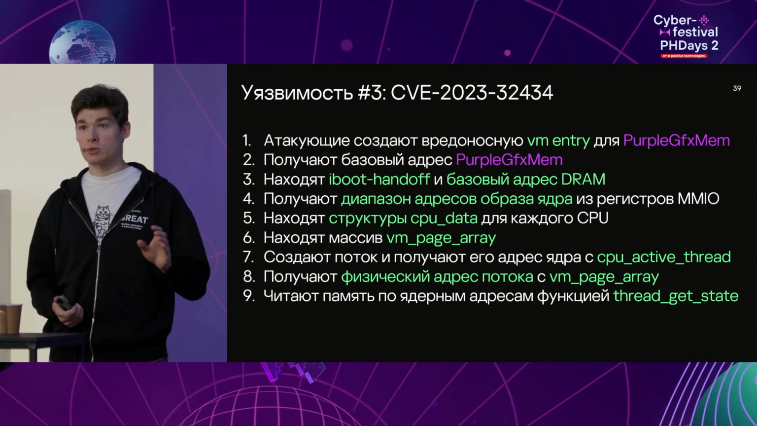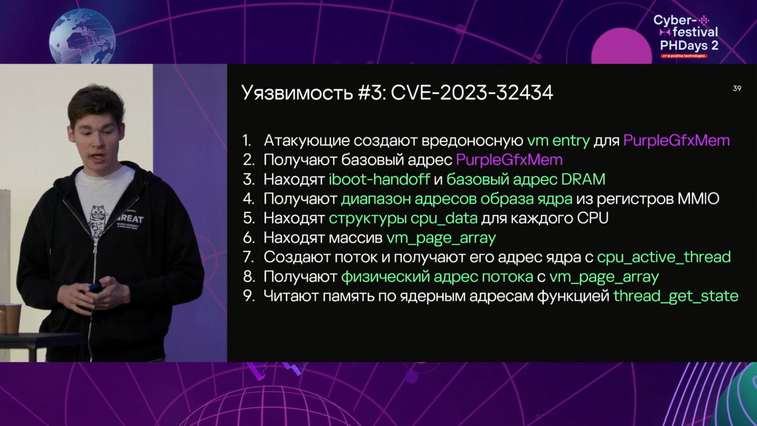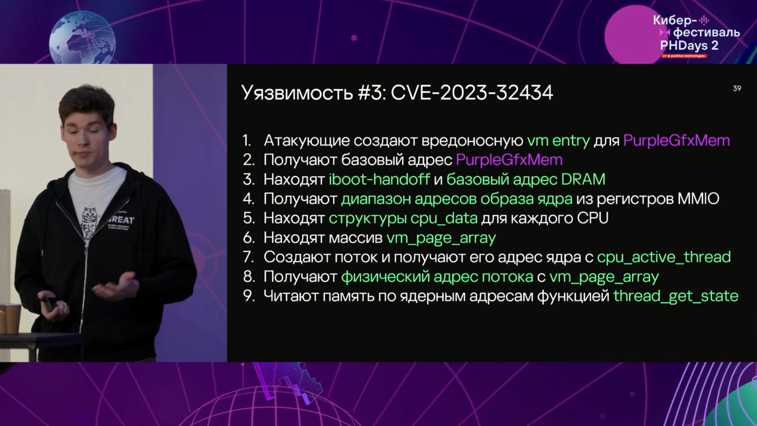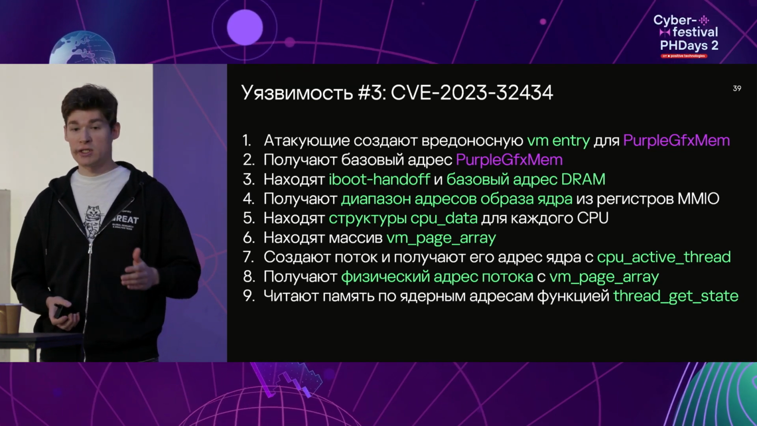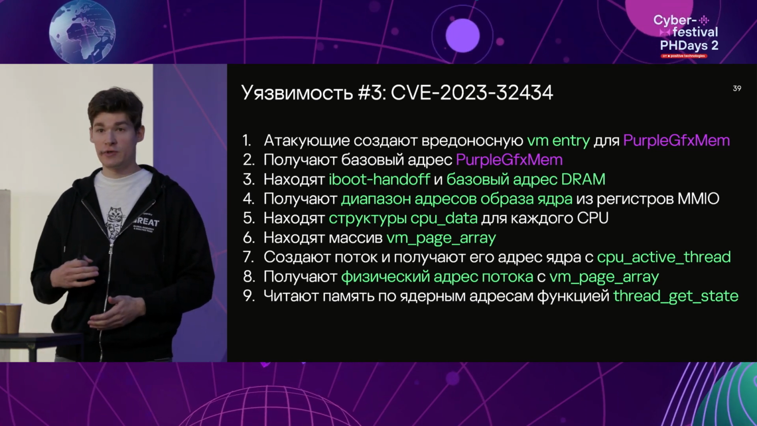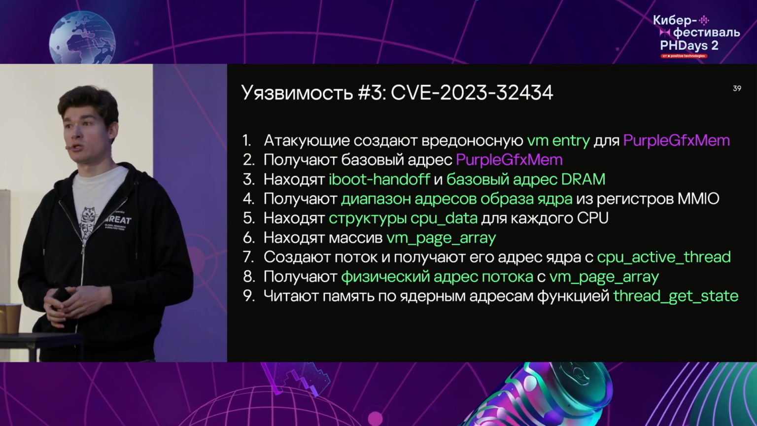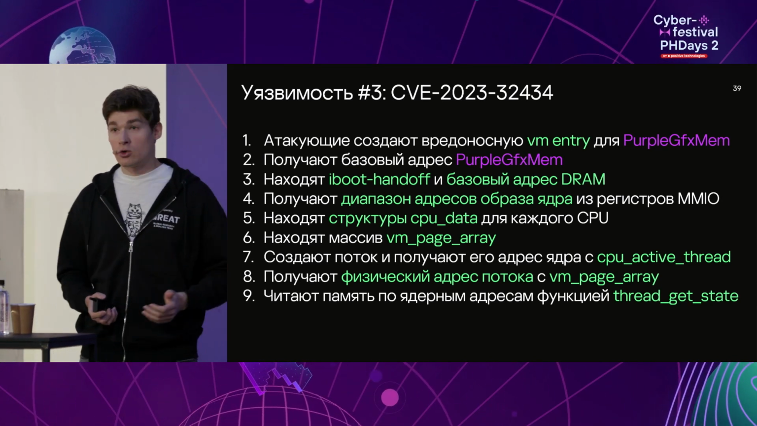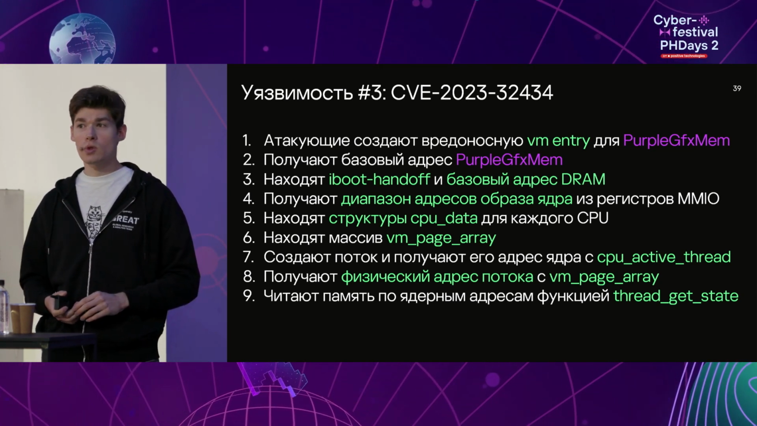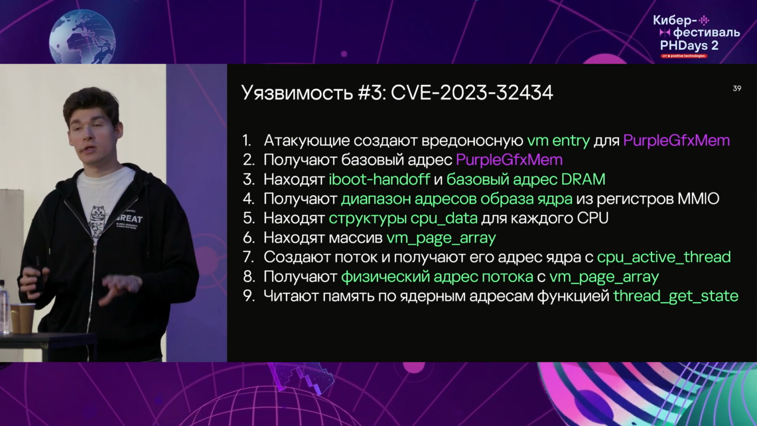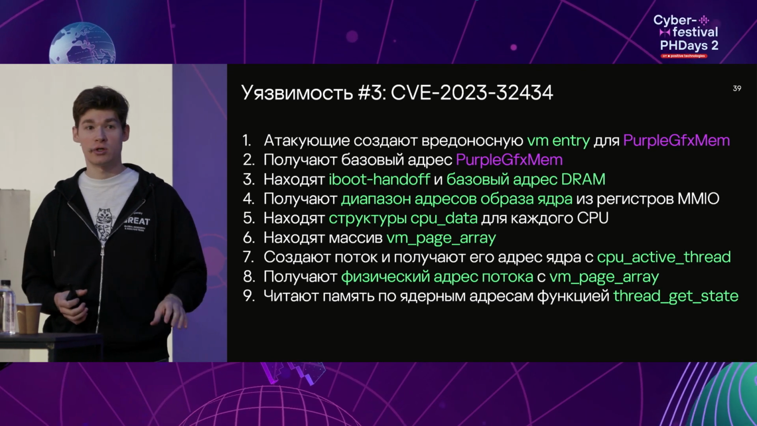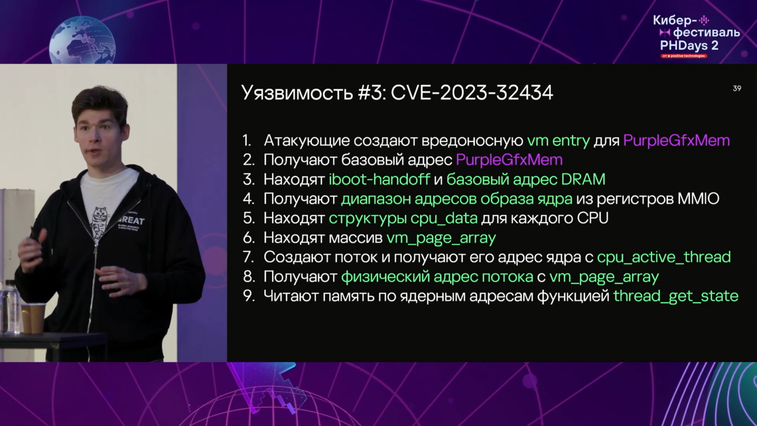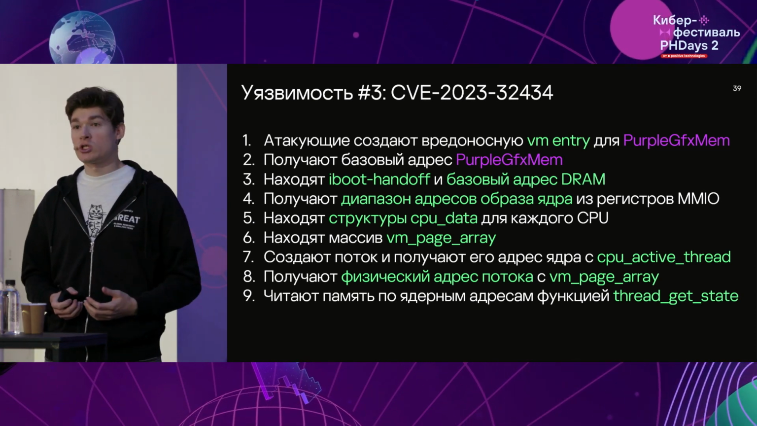Here you can see all the steps of the exploit. To be able to read core memory, first, the perpetrators create this purple GFX mem, then they get the address, and various heuristics are used for various phone models. Ultimately, it helps the perpetrators to read the physical memory using physical addresses. They find iBoot handoff. That is an entity that remains in the physical memory after the iBoot, a bootloader in a MacBook or iPhone, and it contains a map of various memory regions on the physical level.